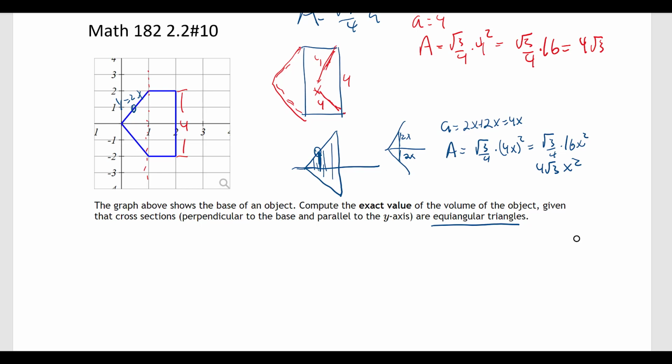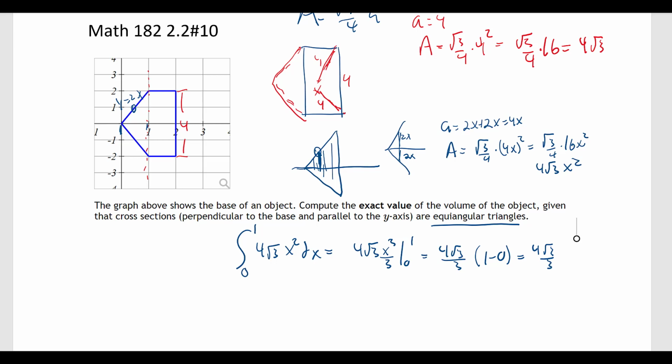Now we'll do the integration. So we're going to integrate, and that goes from 0 to 1 to get the width part of it, or the length, whatever you want to call it, the base part of it. So 0 to 1 of 4 times the square root of 3 x squared. This gives us our cross-sectional area, and the cross-sectional area is growing as we get out there. And so we will end up with 4 times the square root of 3 x cubed over 3 from 0 to 1, which is 4 times the square root of 3 over 3 times 1 minus 0. So it's just 4 times the square root of 3 over 3.